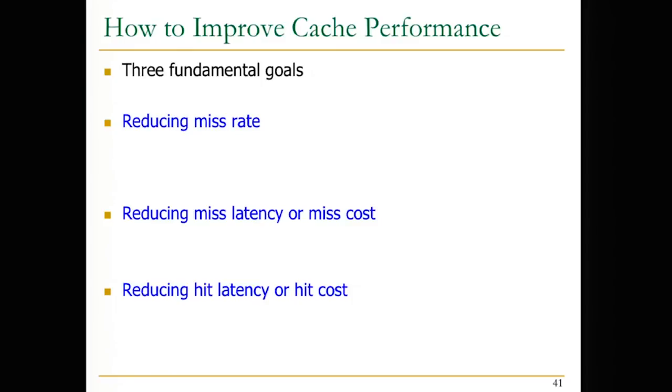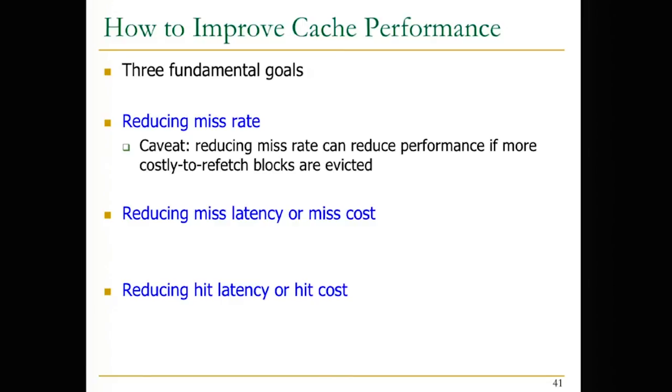Or latency it takes to service maybe 100 cycles, and this is the only thing that you're waiting for at that point in time, so your cost is also 100 cycles. You're stalling the processor for the duration of that latency. Okay, so reducing miss rate, as we've said, can reduce performance if more costly to refetch blocks are evicted.